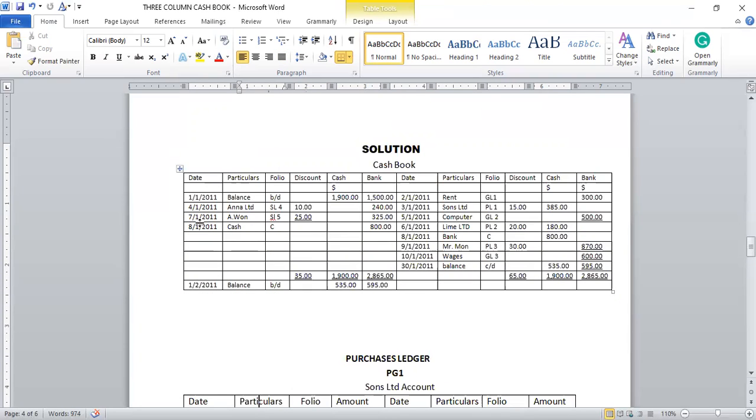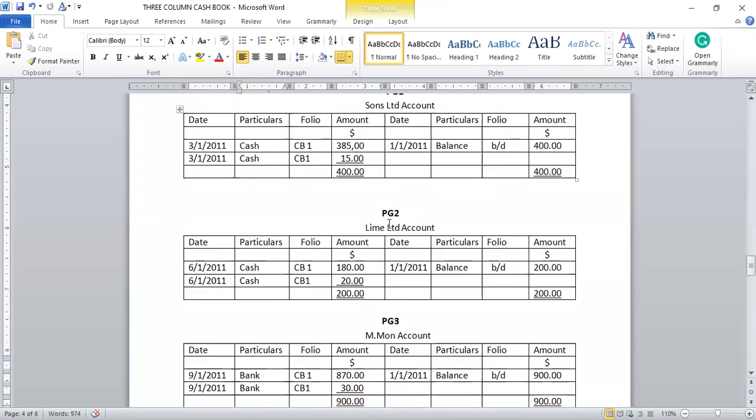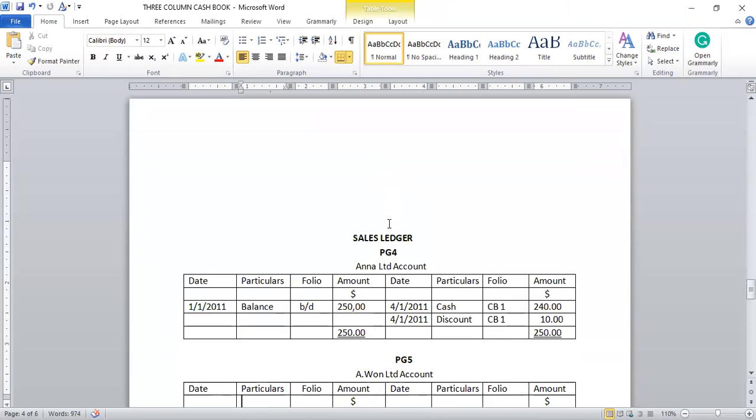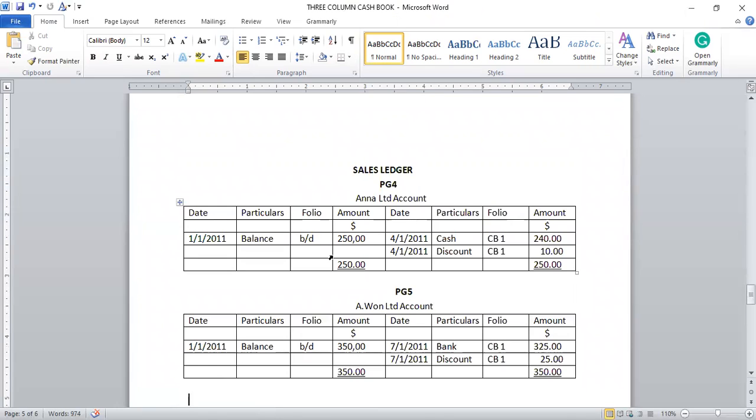7 January 2011, particulars A1, folio sales ledger, assume A1 account can be found in the sales ledger, $25. That was discount received, and the cash paid was $325. So it was paid through the bank by check. So let us go to the sales ledger, A1 Limited account. So we come to the sales ledger page 5, A1 Limited account.